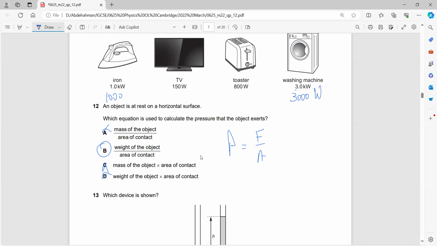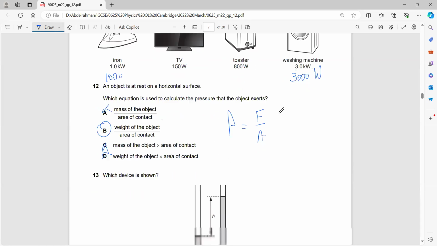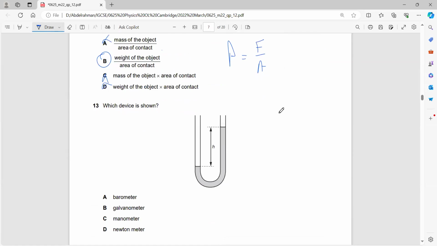Can it be the mass divided by the area? Which equation is used to calculate the pressure? Pressure equals force over area, not mass over area, guys, okay? Not mass. We cannot divide the mass by the area. Weight over area. 13 is cancelled, okay?